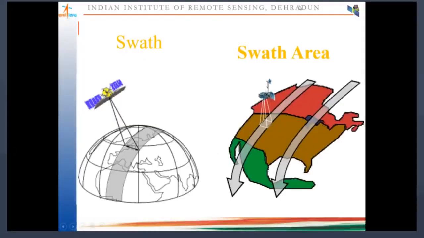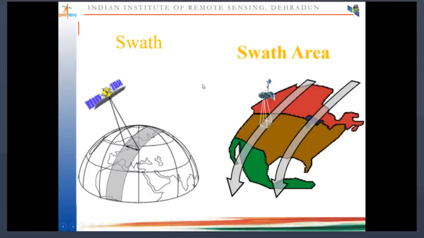Then comes the concept of swath, which you will come across very frequently whenever you're browsing through different satellite features. You will come across a term called swath or swath area. So this is the path of the satellite, and the entire extent which is covered by the image of the satellite is called the swath. So if you have it in both directions for one picture, you have the swath area.